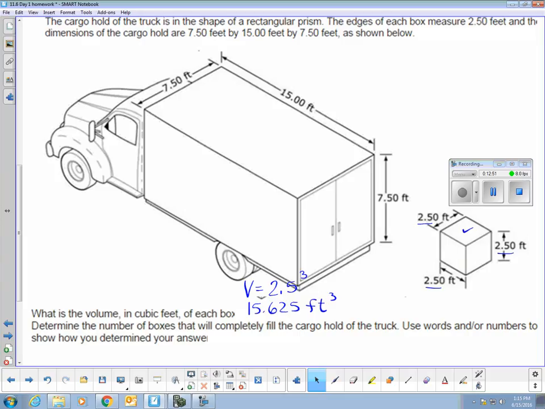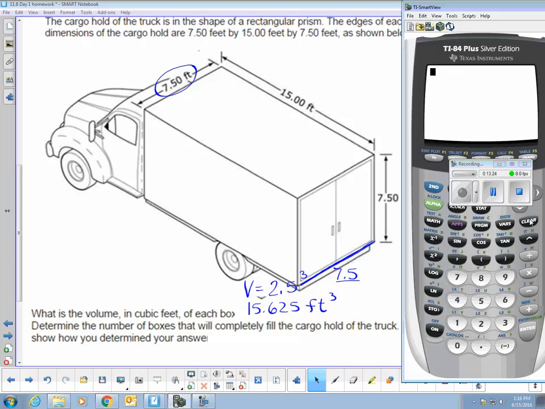All right, now we need to stack the boxes inside and see how many of them will fit. Well, the first thing I'm going to do is see how many will fit across the width of the back end of the truck. And I notice the back end of the truck is 7.5 feet, all right? So how many 2.5s will go into 7.5? And that gives me 3.